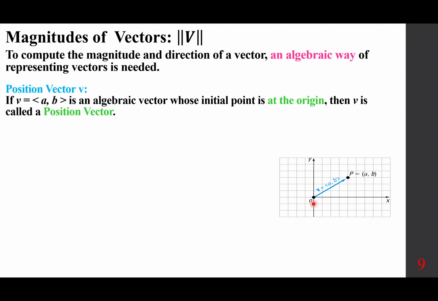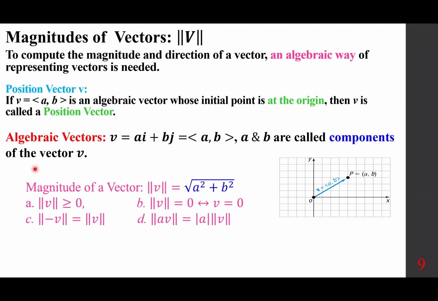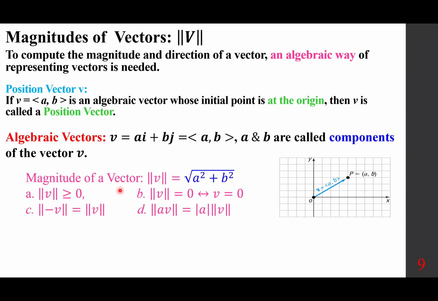So we can write them in the following manner. We can write them like that, or we can write them ai plus bj. i is the unit vector along the x-axis, j is the unit vector along the y-axis. For this format, a and b are called components of the vector V. So the magnitude of a vector, or the modulus, is the square root of a squared plus b squared. Just like before, it makes perfect sense.